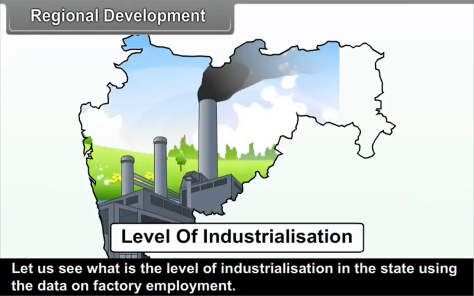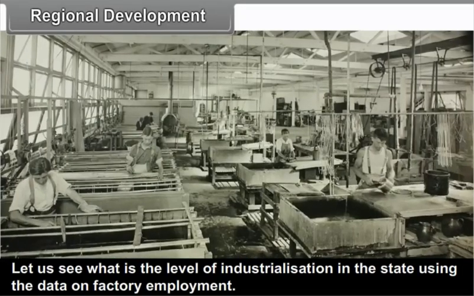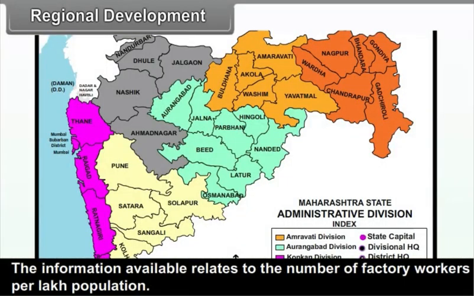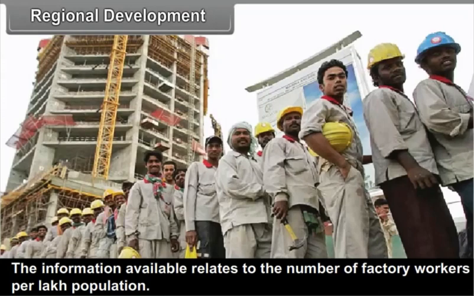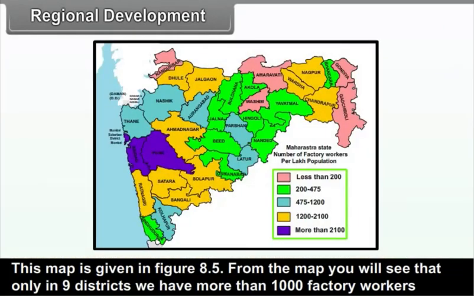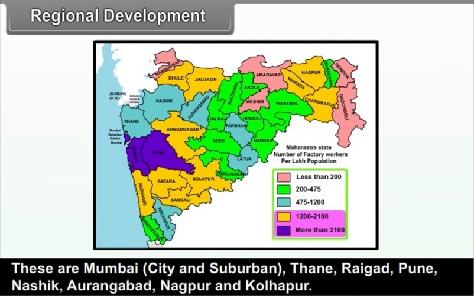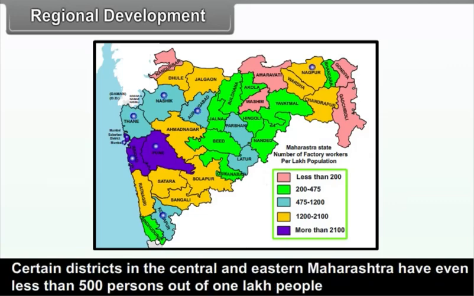Let us see what is the level of industrialization in the state using the data on factory employment. The information available relates to the number of factory workers per lakh population. This map is given in figure 8.5. From the map, you will see that only in 9 districts we have more than 1000 factory workers per lakh population. These are Mumbai city and suburban, Thane, Raigad, Pune, Nasik, Aurangabad, Nagpur and Kolhapur.